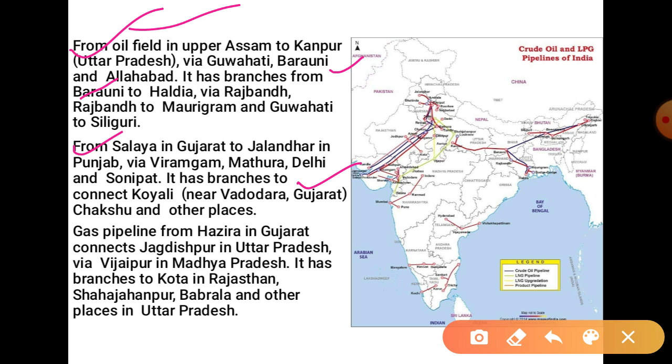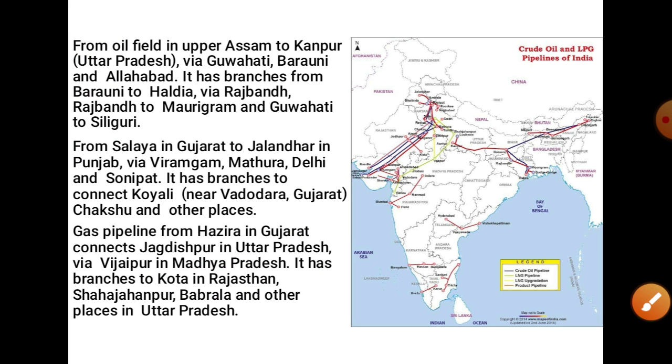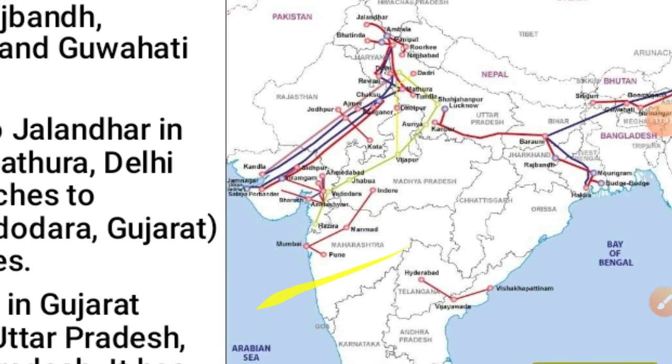The third pipeline connects Hazira in Gujarat to Jagdishpur in Uttar Pradesh via Vijaipur in Madhya Pradesh. This is the longest pipeline in India, nearly 1700 km. It also has branches in Kota in Rajasthan. This is the Hazira pipeline, then Shahjahanpur, Babrala and other places in UP. These are the three major pipelines.